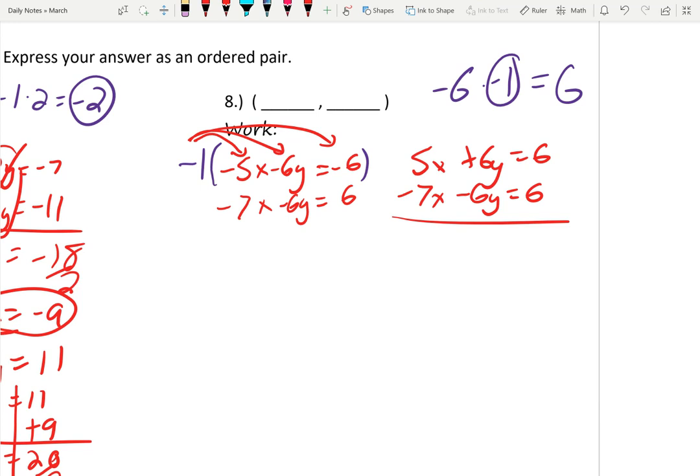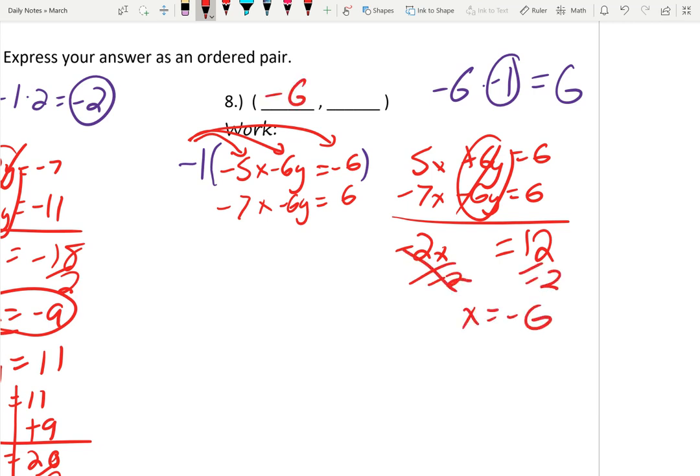So 5x minus 7x is negative 2x. 6y minus 6y is 0, cancels that out. And 6 and 6, you're adding them, they're both positives, that's going to make 12. So we have negative 2x equal to 12, so divide by negative 2. And we have x equal to negative 6. So x is negative 6.